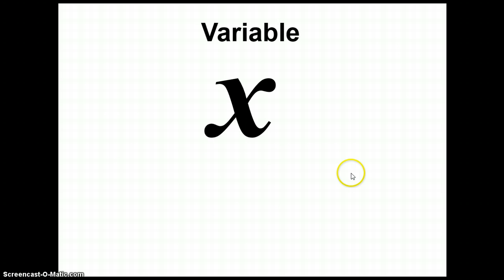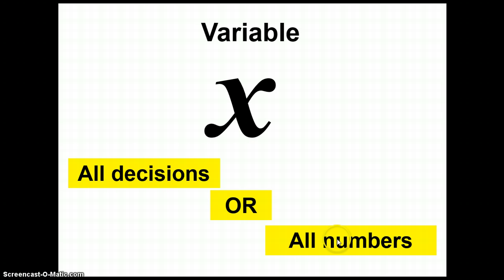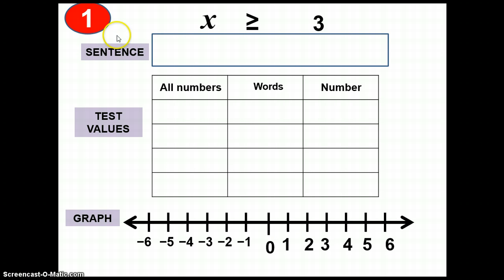So just an introduction into variables, which is what we're going to be doing today. So X is going to be all decisions or all numbers, if you want to think of it in that way. If you want to keep up with the analogy, it's all decisions. If you don't, it's all numbers. So let's think about it this way. We have X, all decisions that are better or the same as 3. So we're going to think of things that are better or the same as 3.